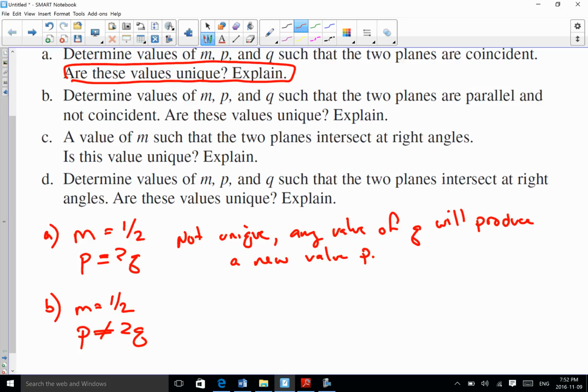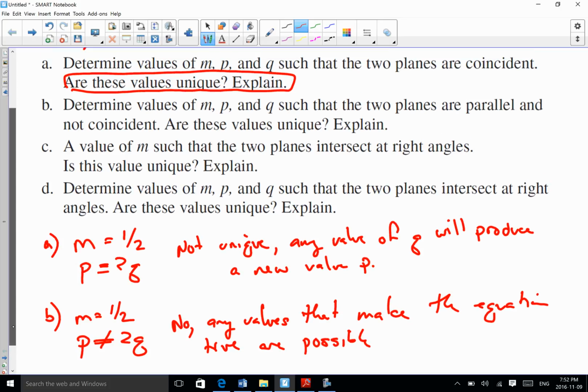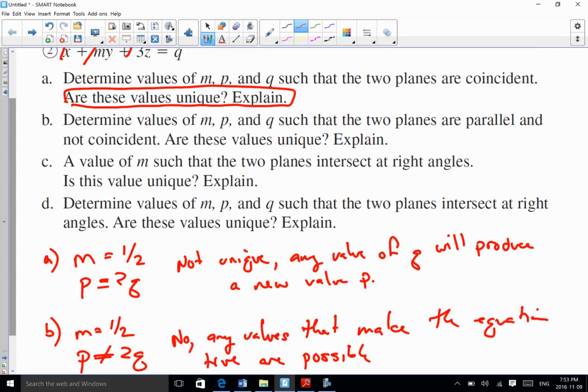And again, asks, are these unique? Well, no, again, not this time. Any values that make this equation true are possible. So for instance, I could have, I don't know, q being 5 and p being 6. Well, that's not double. Or q being -3 and p being +17. That's not double. So there's lots of different values we can have there.